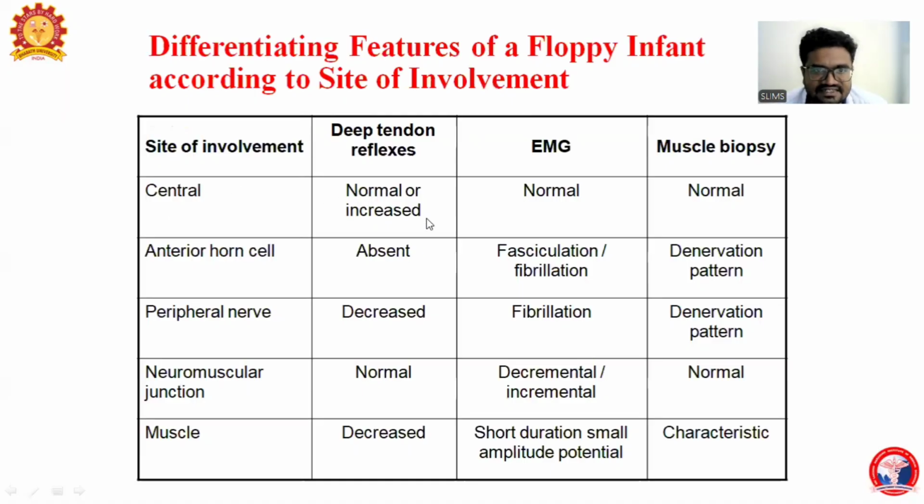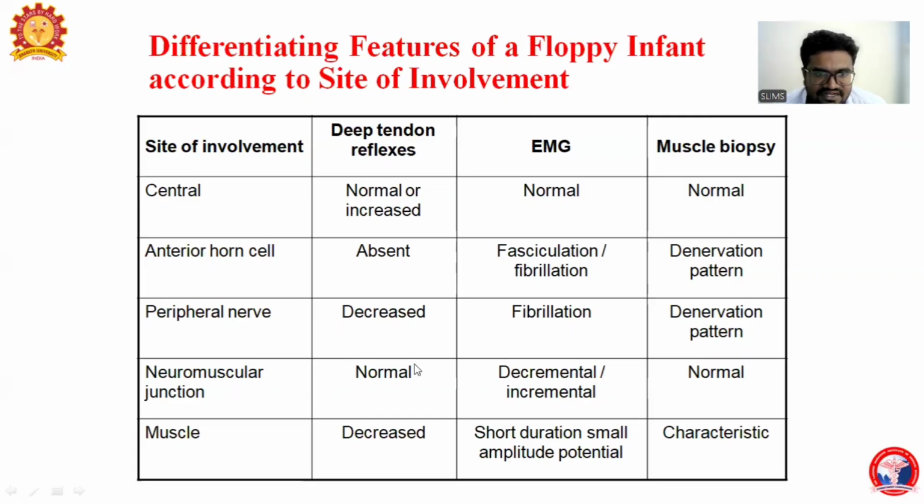In central disorder, the deep tendon reflexes are increased. The EMG and muscle biopsy are absolutely normal. In anterior horn, the deep tendon reflexes are absent, the baby is floppy and weak, and there is fasciculation or fibrillation in the EMG. The muscle biopsy shows a denervation pattern. In peripheral nerve, deep tendon reflexes are decreased. EMG shows a fibrillation pattern. Muscle biopsy shows a denervation pattern. So anterior horn and peripheral nerve are almost the same. The classical feature is fasciculation in the anterior horn.